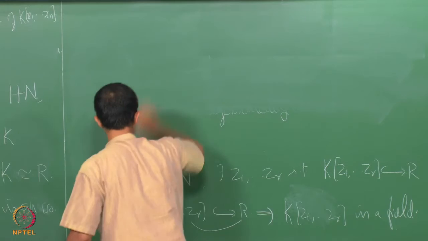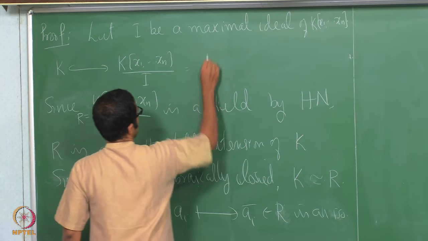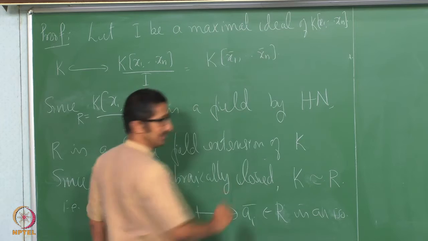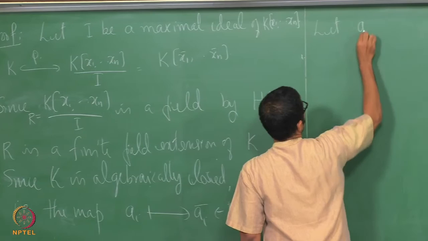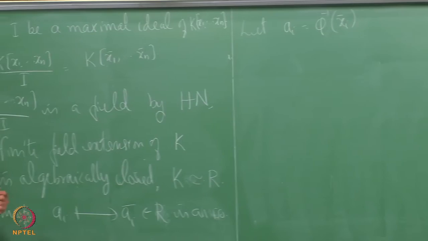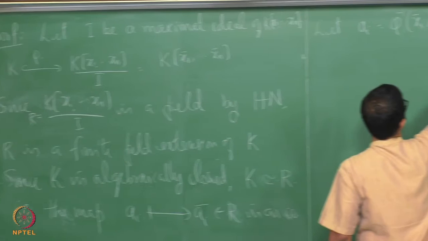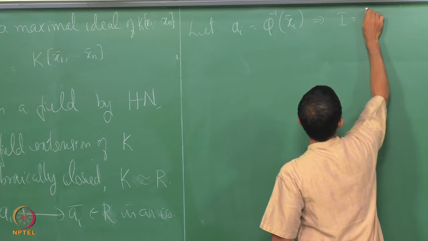Now, I have this K[x1, x2, ..., xn] going to K[x1 bar, ..., xn bar]. So, let me call this map phi. Let ai be equal to phi inverse of xi bar. This is uniquely determined. Then, that says that the ideal I is precisely (x1 minus a1, ..., xn minus an).